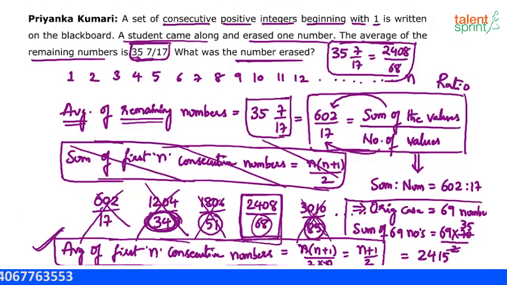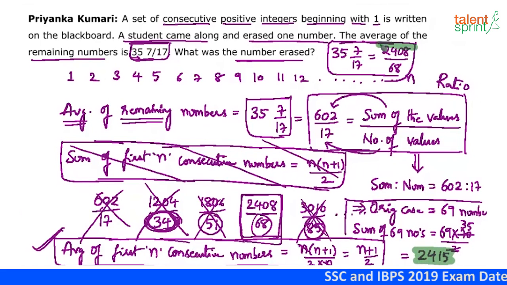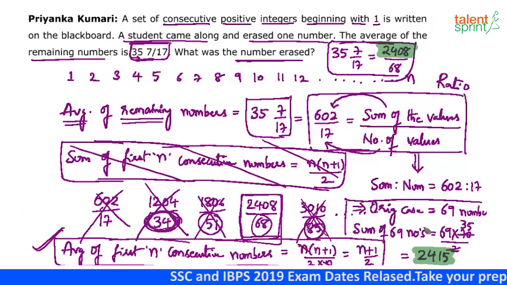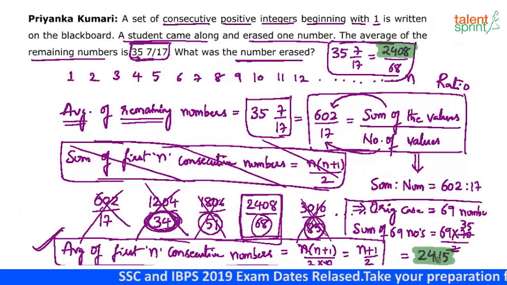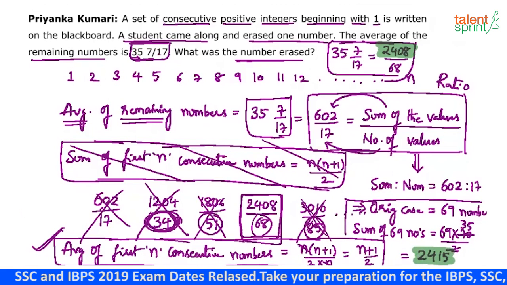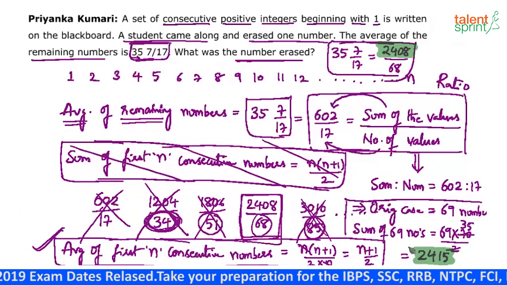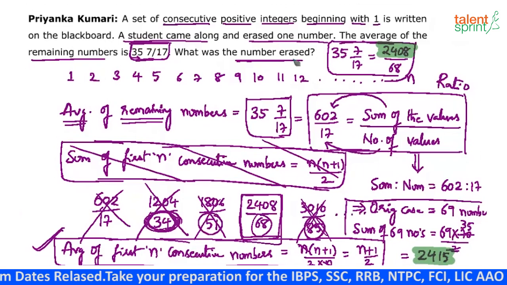Let me highlight two numbers here. One number is this 2415, and the other number is this 2408. You getting it? So what I have found is that in the original case there were 69 numbers. The sum of the first 69 numbers comes out to be 2415. But after erasing one of the 69 numbers, the sum comes down to 2408. So what number was erased?